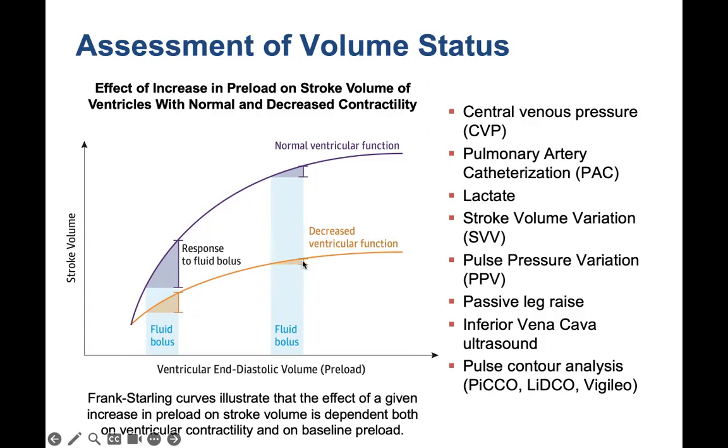Versus if we're over here at the end of the curve, we might get that same increase in fluid bolus and an even smaller increase in stroke volume. We may turn to the point where our volume is hurting our patients. And so this is why it's very important to know where you are on this curve. And that's what we're going to talk about today. Over here on the right, you have a list of all the other ways that we look at volume status: central venous pressure, PA catheter, lactate, stroke volume variation, pulse pressure variation, passive leg raise, IVC ultrasound, which we'll talk about today, and then pulse contour analysis as well.